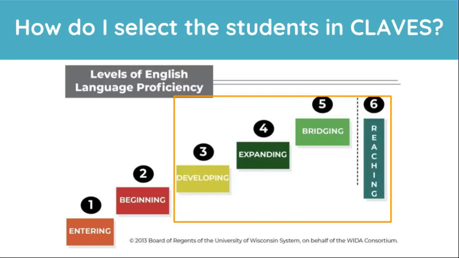According to the WIDA consortium, they've leveled off students on English language proficiency. We've made sort of an area that students could select, or where students are placed in could benefit from the CLAVES curriculum. So students who are developing, expanding, bridging, or reaching in their English language proficiency could benefit the most. Students that are entering or at beginning levels of language proficiency may find this curriculum a bit difficult.